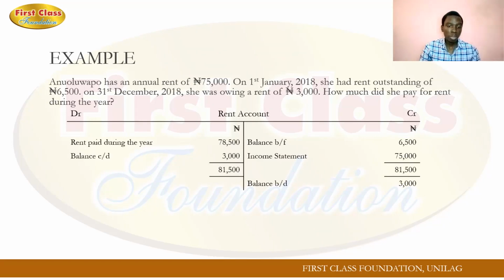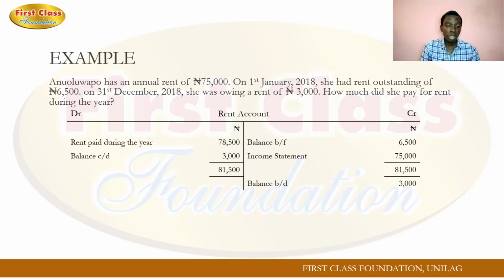Now the opening balance we're given is the balance of accrual, and this is an expense, so that's why the balance brought forward is on the credit side, 6,500. We are told that the annual rent is 75,000. That annual rent represents the rent expense for every year, so that's the rent expense for this year also, 75,000. We don't have to do any calculation to arrive at that. So then our closing balance, we're given that as 3,000 because it's still an accrual. That's a credit balance, 3,000. Balance brought down on the credit side, 3,000. Then balance carried on will be on the debit side, 3,000.